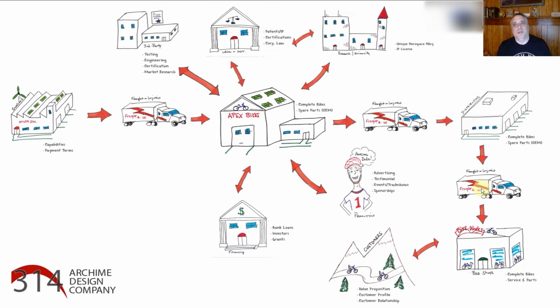So let's talk a little bit about money. We'll do the fun one first: where is there opportunity to make money? Well, we can bring in money from bank loans and investors and grants. That's one way to do it. You're going to get some money that way. Some of it you'll have to pay back, but it is one way to get cash flow.